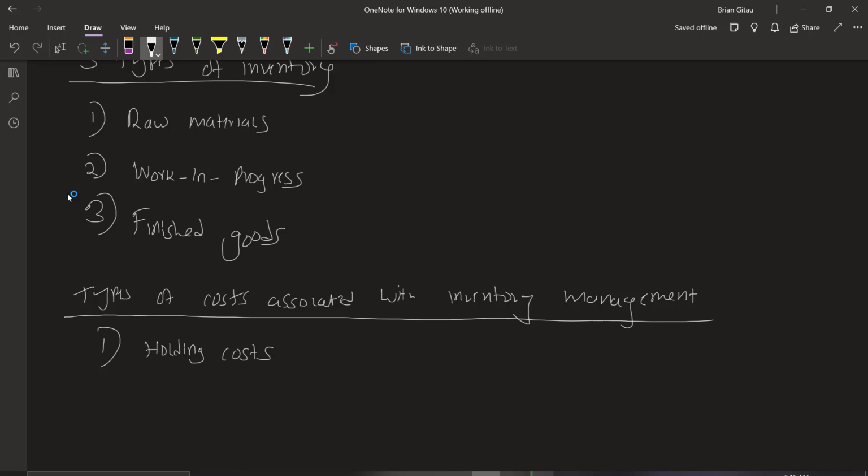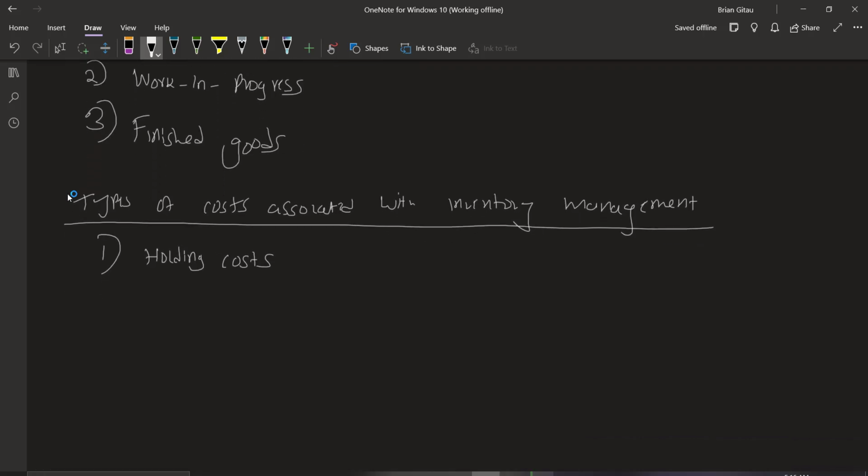Now, this is the cost of maintaining our inventory in our stores or in our warehouse. It includes warehouse costs, security, maintenance, administrative, insurance, cost of capital tied up in the inventory, and so on. Generally, this cost will increase in direct proportion to the amount of inventory we have. So the more inventory we hold in our warehouse or in our store, the more holding cost we are going to incur.